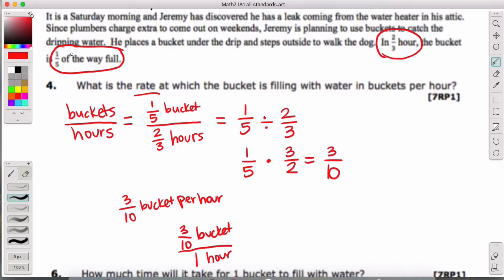So let's look at the problem. It says, what is the rate at which the bucket is filling? It was filling at 1/5 of a bucket for 2/3 hours, and we simplified the fraction division and found it was 3/10 of a bucket per hour. That would be known as our unit rate.